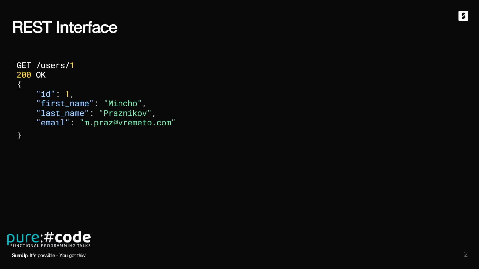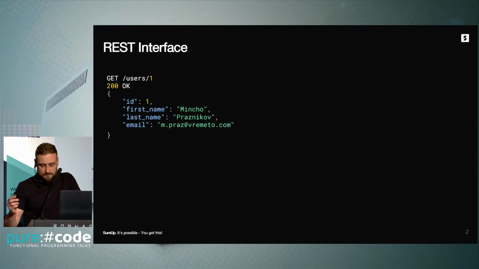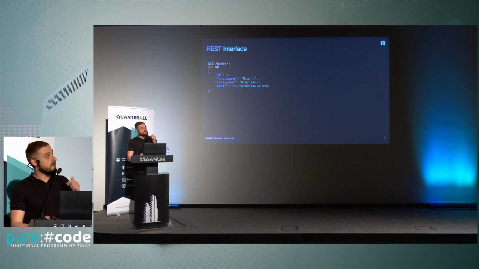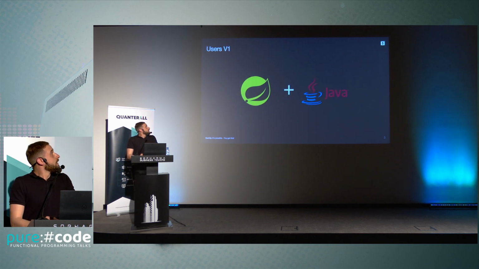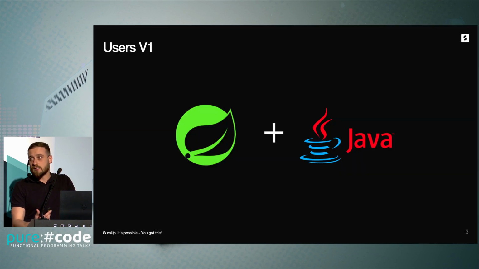We want to build this endpoint, and the name I've chosen is a very special gift from me to all the Bulgarians in the audience. No one else will get it. Okay, so we're doing a GET request to the slash users slash ID endpoint, and we expect that the server will give us a user. The first version of our implementation will be using Spring with Java. Spring, obviously, the most popular choice in the Java community, so we're going with it.